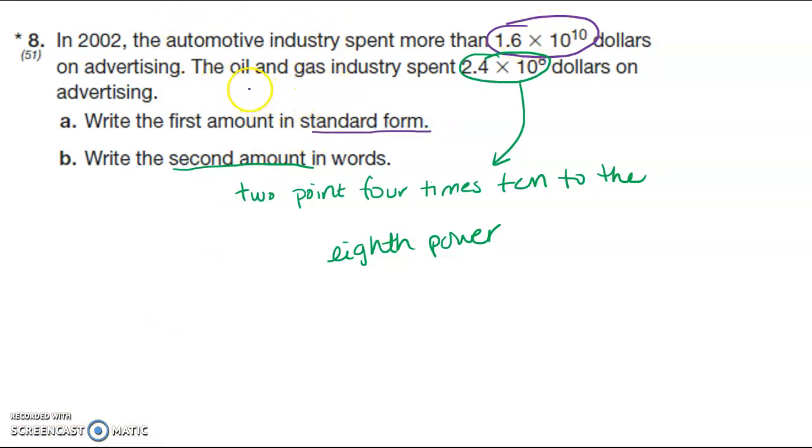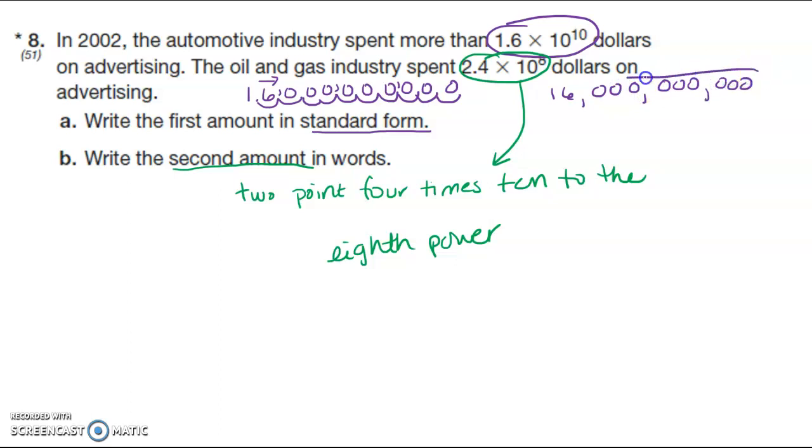What that means is that I'm going to move this decimal place 10 places this direction. So we have 1, 2, 3, 4, 5, 6, 7, 8, 9, 10. Which means 1, 2, 3, put a comma there. 1, 2, 3, put a comma there, put a comma there. So that means I have 16, and then 1, 2, 3, 1, 2, 3, 1, 2, 3. That's my answer.